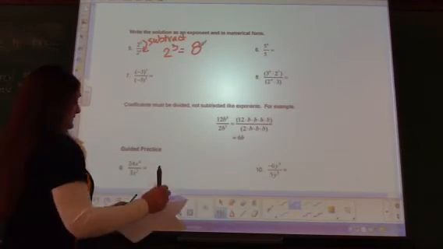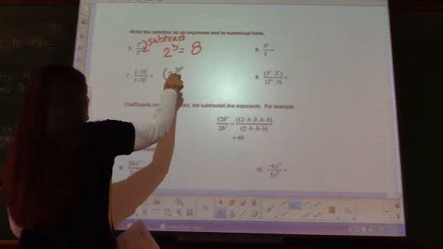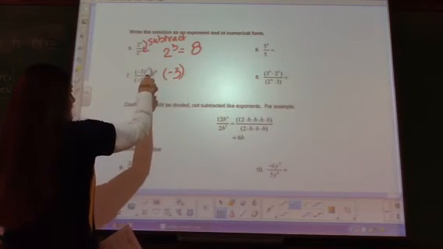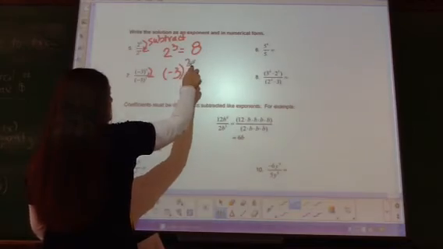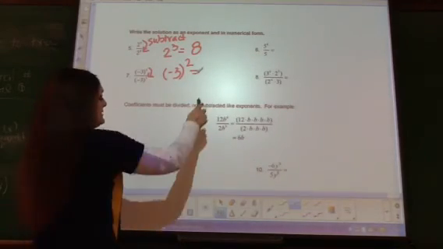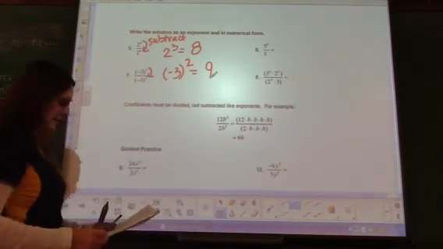Same thing with the negatives. If it's already a negative, it has to stay in parentheses as a negative. 5 minus 3 gives us 2. Negative 3 times negative 3 is 9.